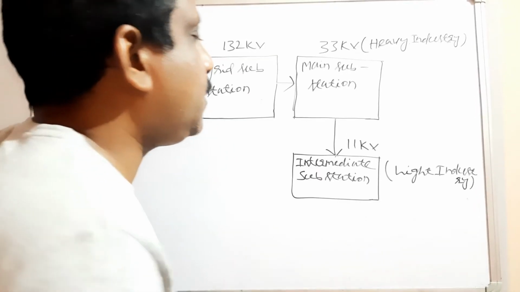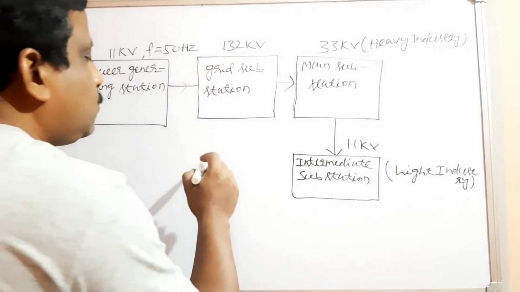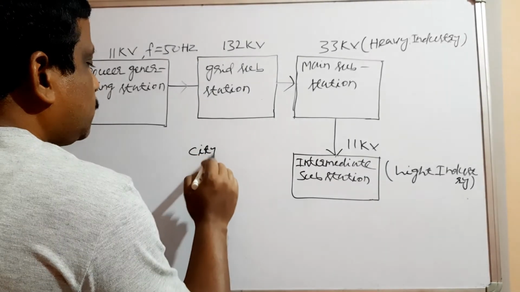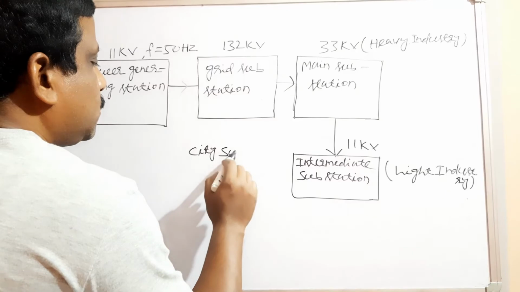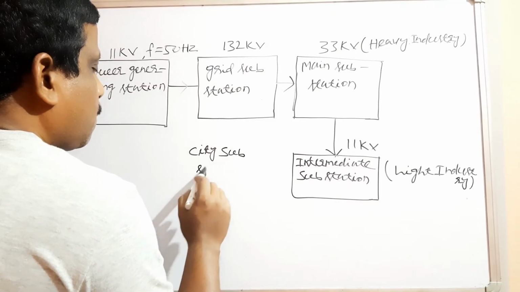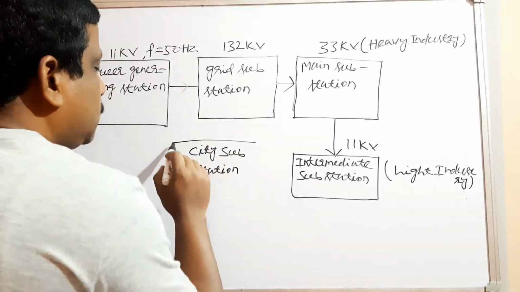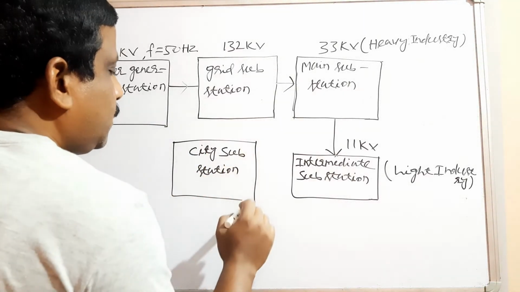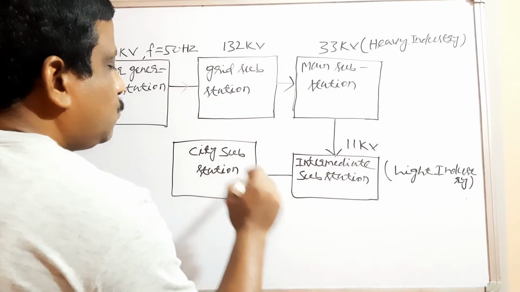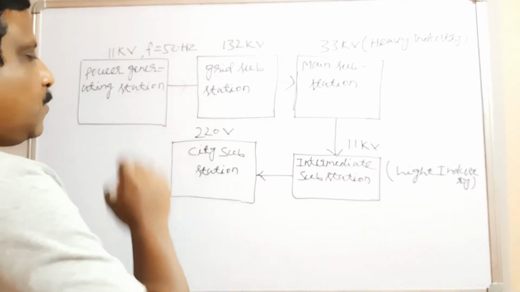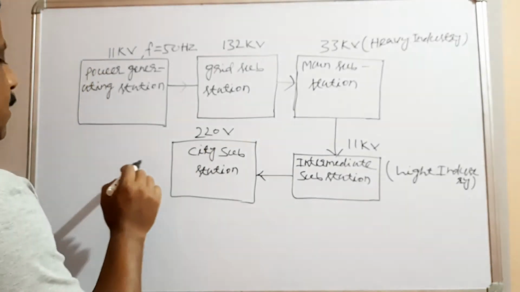Now from 11 kV, it comes to the city substation or local substation. When it comes to the city substation, it is reduced to 220 volt. Clear? At this voltage, current is supplied to our house.